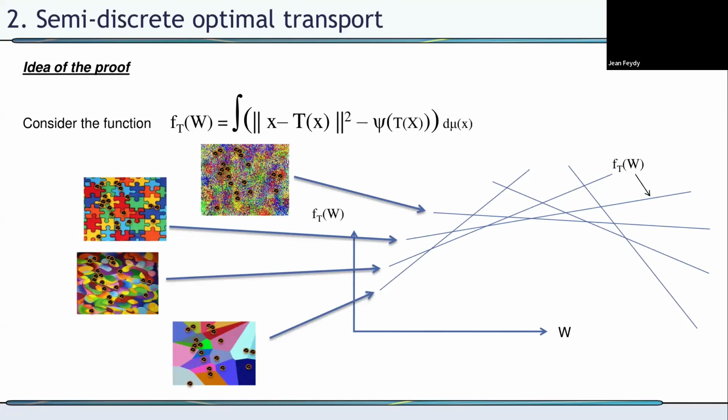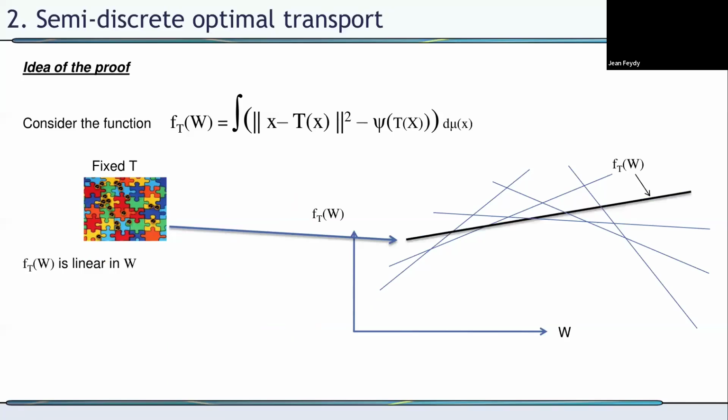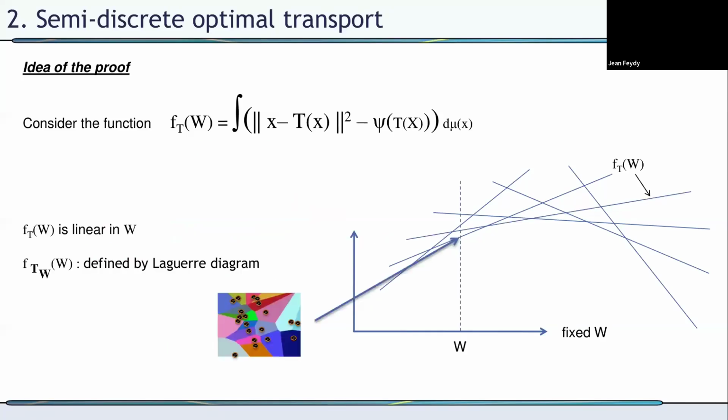All these f_t of w's correspond to different t's. Each straight line here corresponds to a different map, and so f_t of w is linear in w. Now, if I do something else, slicing this diagram in the other direction, I consider a fixed w, but now I am varying T, considering all the possible assignments.